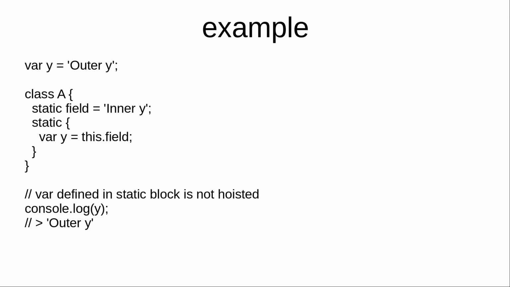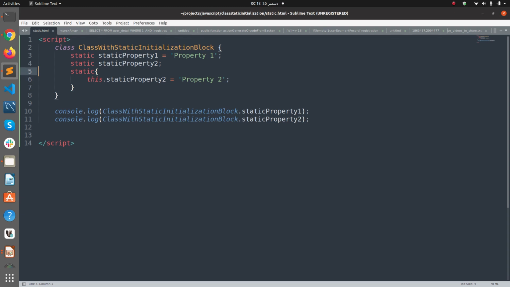Let's look at another example. We have a variable y, and I have stored a string outer y in that variable. Then I have a class A with static field inner y and a static block var y equals this dot field. Now if I go and say console.log y, I'll get outer y. Let's see this example in action.